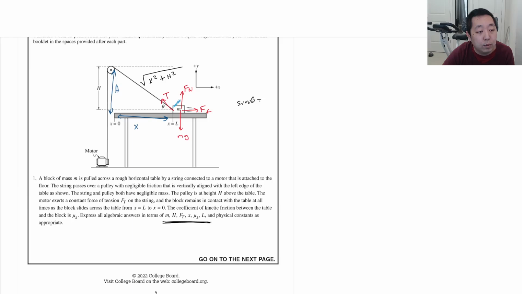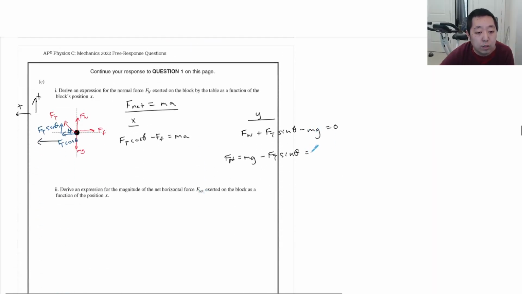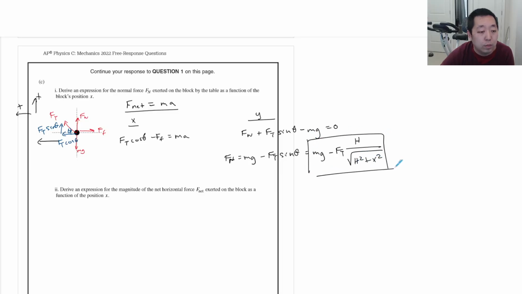So sine would be opposite over hypotenuse. It would be h over square root of x squared plus h squared, like that. And so that's what I would use for sine of theta. So this is going to be mg minus Ft times h over root h squared plus x squared.